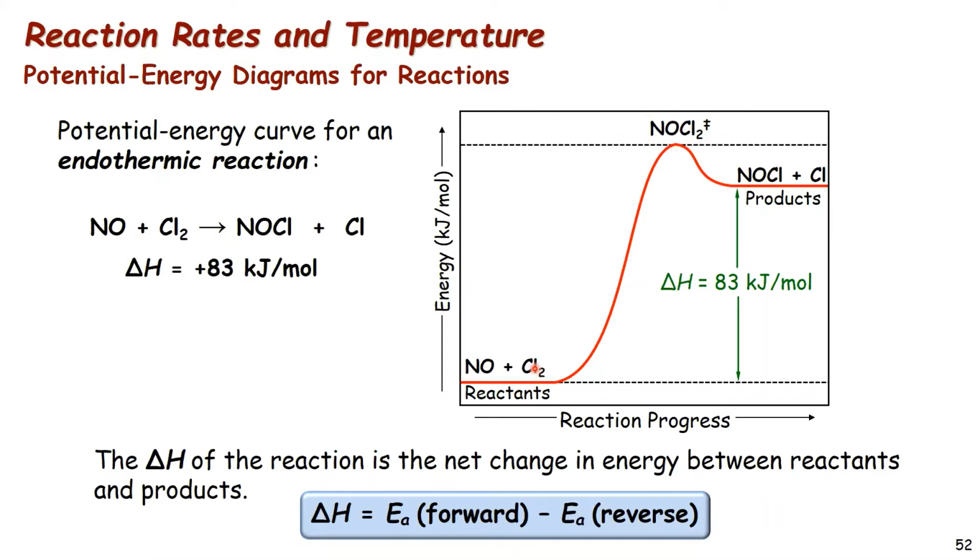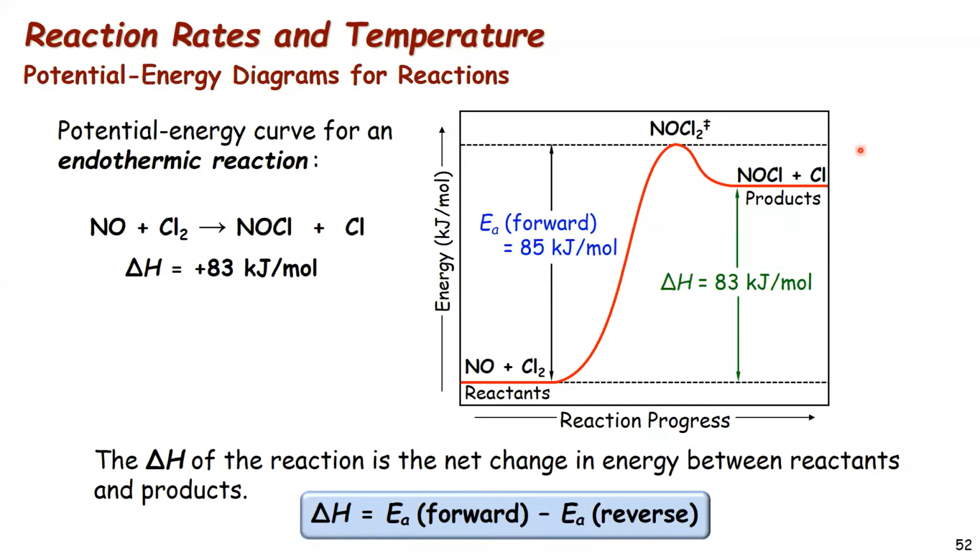So the activation energy, there's a forward reaction, right? That's the reaction going this way. The activation energy is just the difference in energy from the top of that peak for the activated complex to the energy of the initial reactants. So that is our forward activation energy.